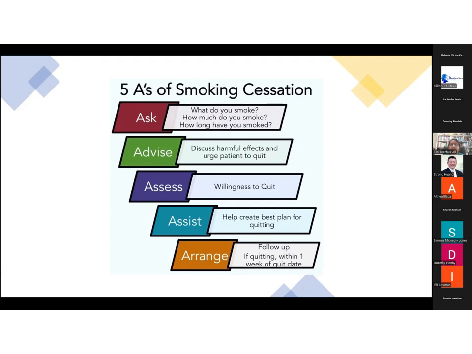After that, knowing that they have all of the knowledge, the next thing to do is to assess their willingness to quit. Now, this is the point in which some may say, yes, they're willing to quit, but others may say they're not willing to quit. If they're not willing to quit, then you move on to the 5 R's, which we will cover in a few. If they are willing to quit, then you provide assistance. In so doing, you create a quit plan with a date. Many studies would say within a few days, some say a week, but definitely not more than 2 weeks should this quit date be established.